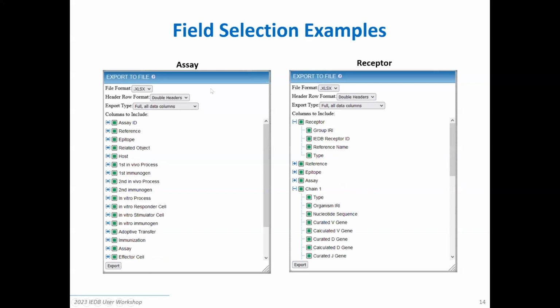Now the assays, all the assay types are going to be highly specialized to the B cell, T cell, or MHC assays, where they will all have their own sections. And as you can see, there's a lot of different sections, and all of these sections have tons of field options below them specific to that assay type.